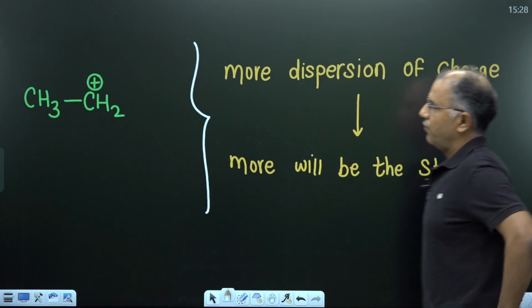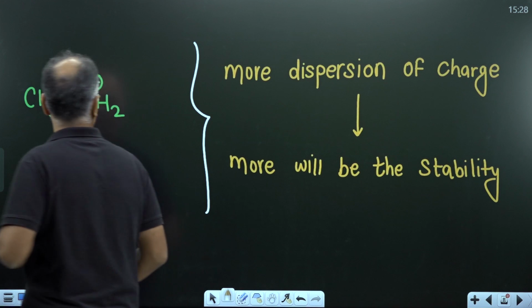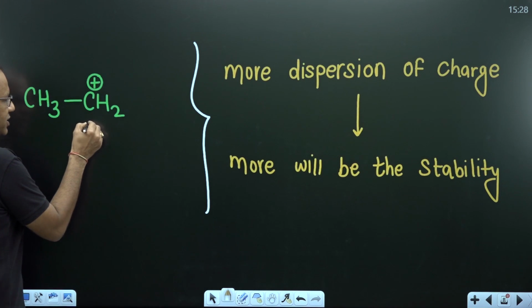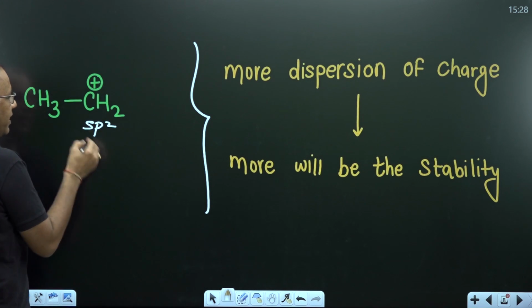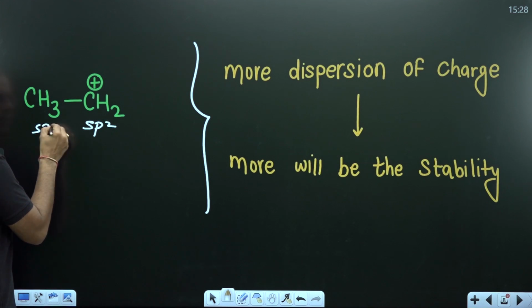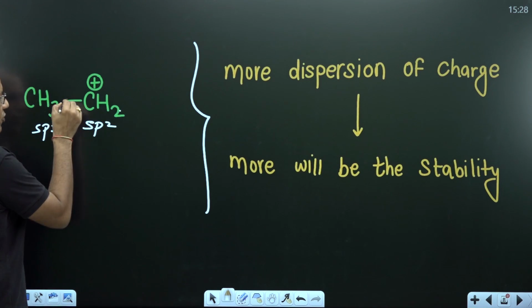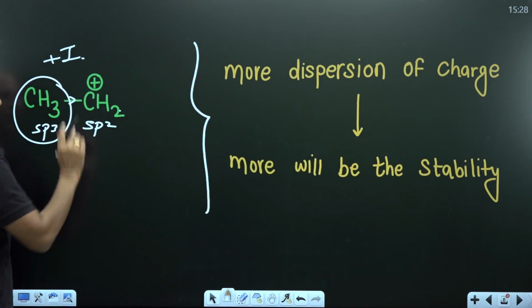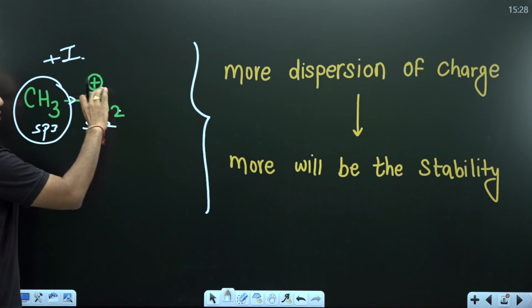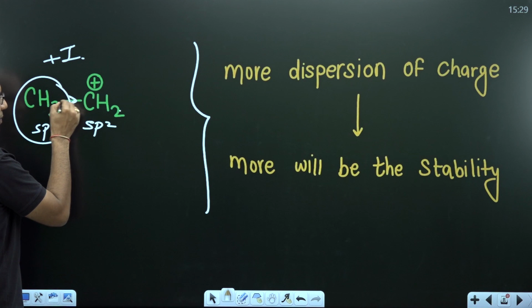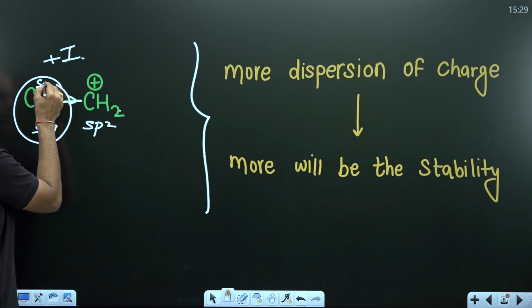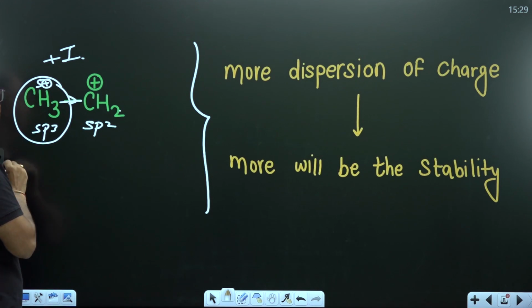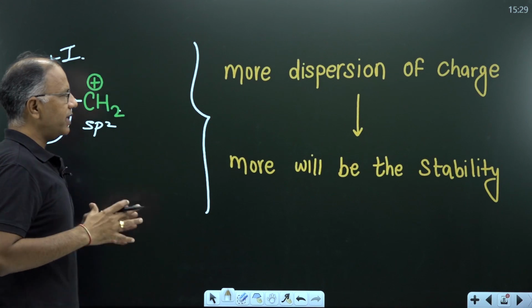Now, we have to determine the stability of the cation. The carbocation is sp2 hybridized and methyl is sp3 hybridized. This means the carbocation is more electronegative. This means methyl will show a plus I effect. If methyl is donating electrons to carbon through the sigma bond, there will be a delta positive charge on this carbon. Got it? How to determine stability?